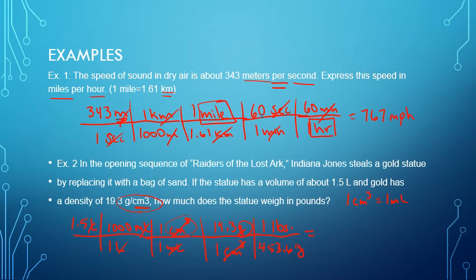So I'm going to take 1.5, multiply it by 1,000. I'm then going to multiply that times 19.3, and then I'm going to divide it by 453.6, and we end up with 63.8 pounds. With significant figures, we want to look at the numbers that are given to us. Since I have 1.5 liters, that has only 2 significant figures. The 19.3, that has 3. So I'm going to round my answer to only 2 significant figures, and we would have 64 pounds.